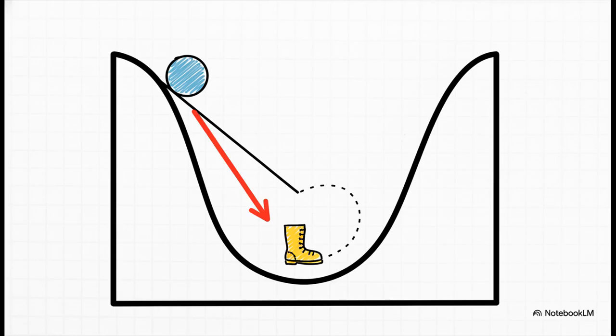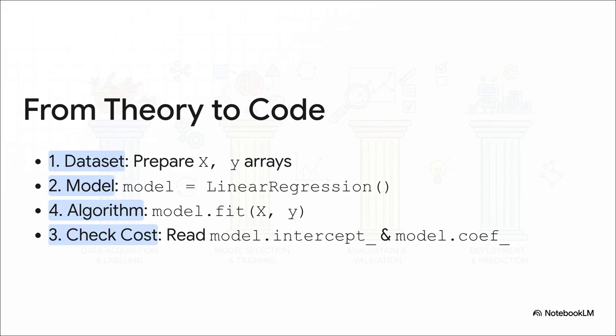The second part is that derivative term. That's just calculus for finding the slope of the hill. It tells us which direction is the steepest way down. And here is the best part, especially for us as engineers. We can map all of this theory directly to just a few simple lines of code.